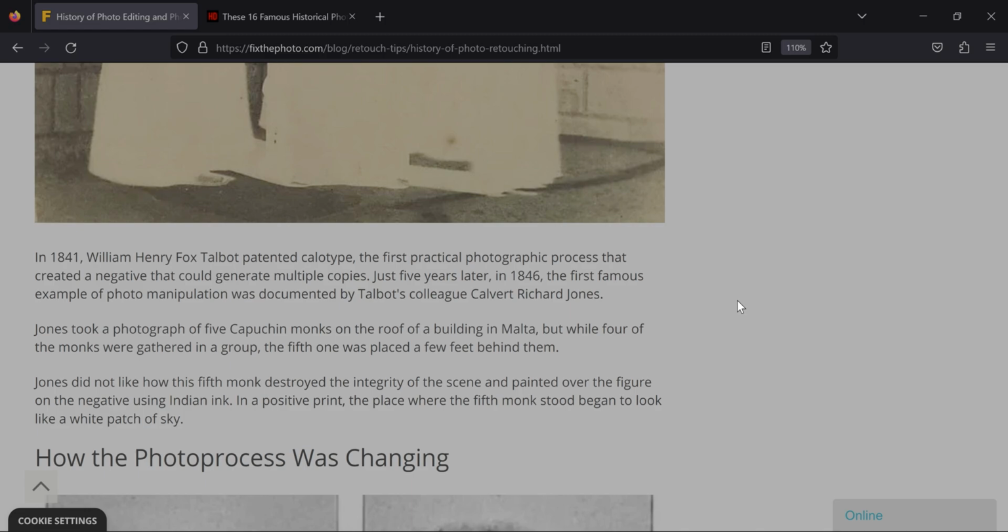Jones did not like how this 5th monk destroyed the integrity of the scene and painted over the figure on the negative using Indian ink. In a positive print, the place where the 5th monk stood began to look like a white patch of sky.